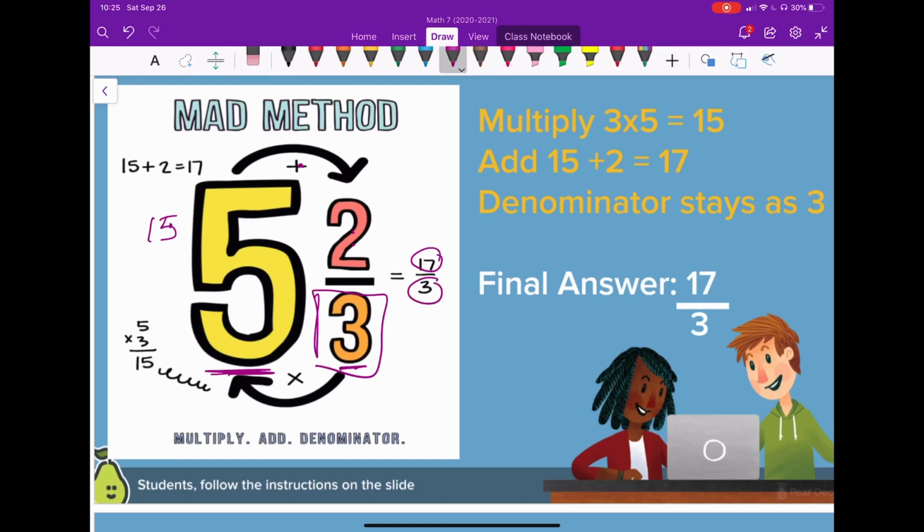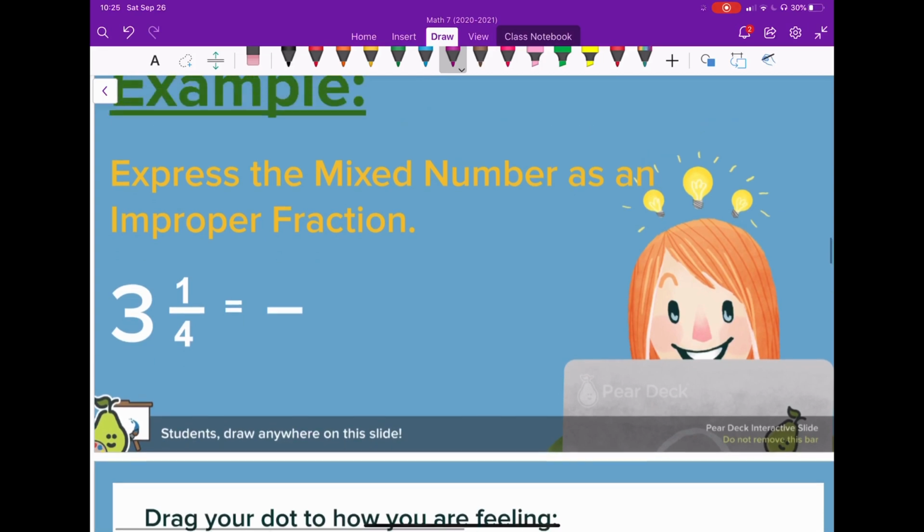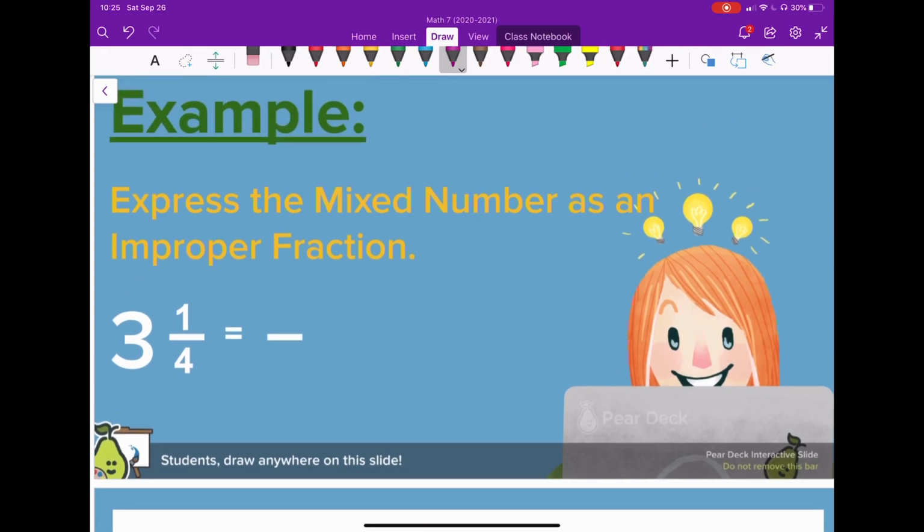Okay, so we multiply 3 times 5, which is 15, plus 2 gives you 17, and the denominator stays the same. Let's look at another example. Here I have the mixed number 3 1/4, and I wanted you guys to try to express it as an improper fraction. Now, how do I do that?